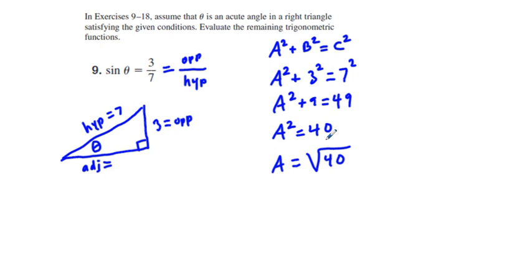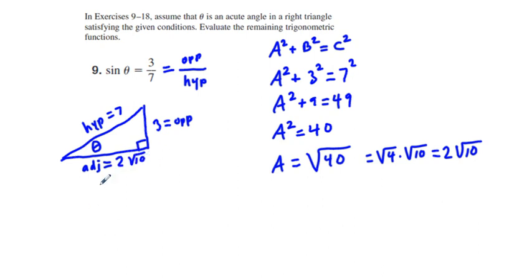Now, square root of 40 can be rewritten as 2 times the square root of 10. Why is that? Because we can rewrite square root of 40 as square root of 4 times square root of 10. And that square root of 4 becomes 2, and we have square root of 10 left. So that's going to be our adjacent side, 2 square root of 10.